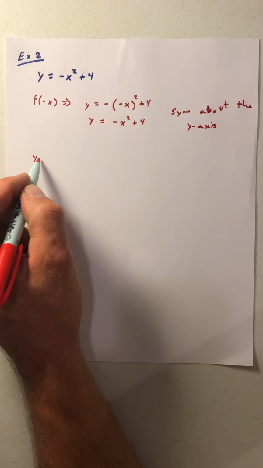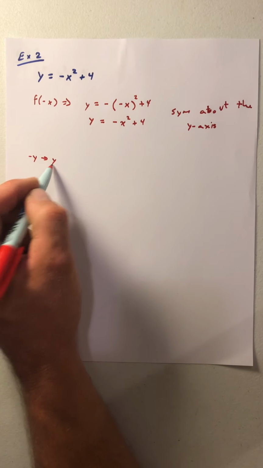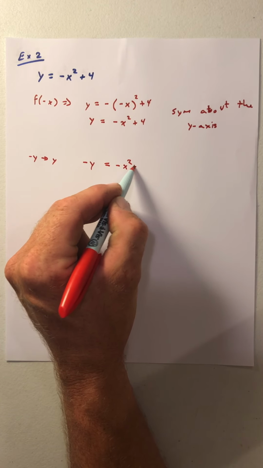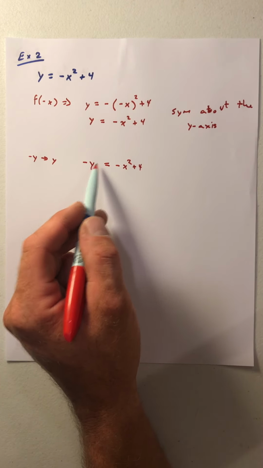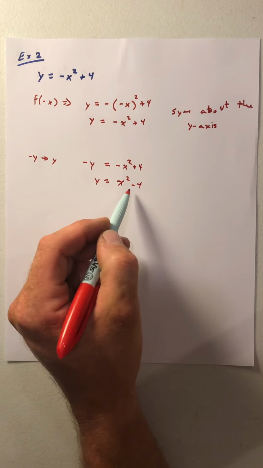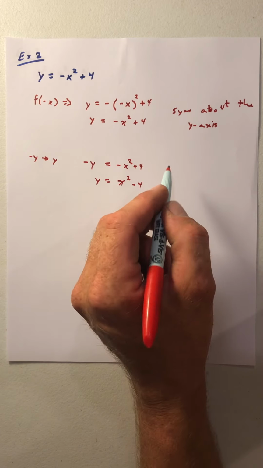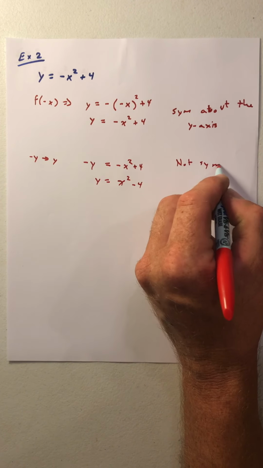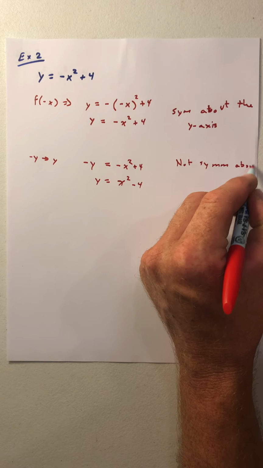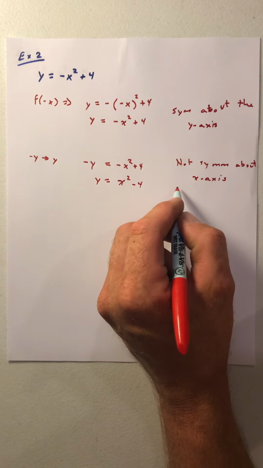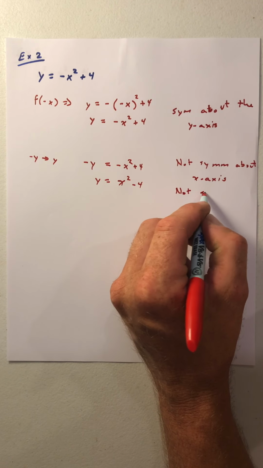For the other one, we replace y with negative y. So here we get the negative of y equals negative x squared plus 4. If we solve for y, we get y equals x squared minus 4, which is not exactly the same. So we know that it's not symmetric about the x-axis. And we already talked about it's not symmetric about the origin as well.